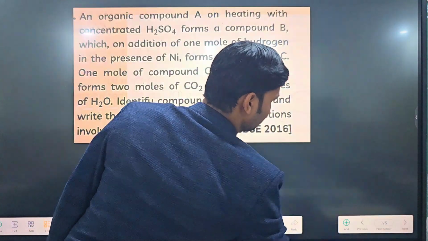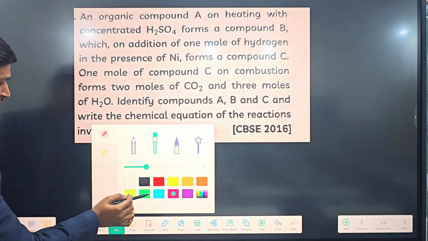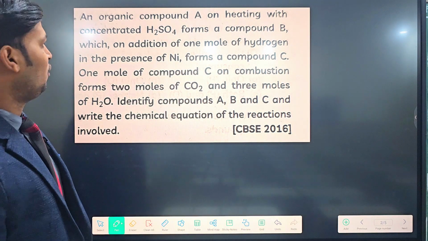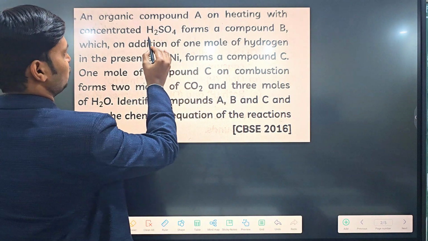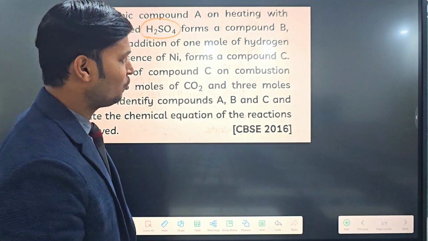See the next one. An organic compound A on heating, here it's given. What is given to us? An organic compound A on heating with concentrated H2SO4. Keep in mind, what is it being heated with? Concentrated H2SO4, to form a compound B.